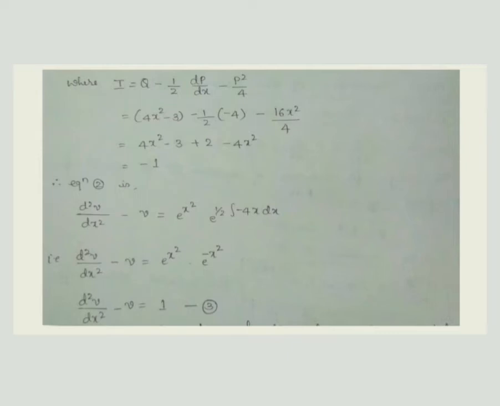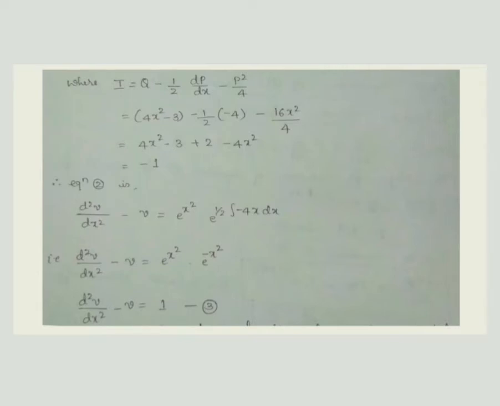So at that time p square is 4x square by again 4. So further simplify here, 4x square minus 3, again minus in minus is plus, 4 by 2 is 2 minus again 16 by 4 gives the 4x square. Further simplify, minus 4x square plus 4x square will get cancelled, minus 3 plus 2 gives the minus 1 value. Therefore I is equal to minus 1.